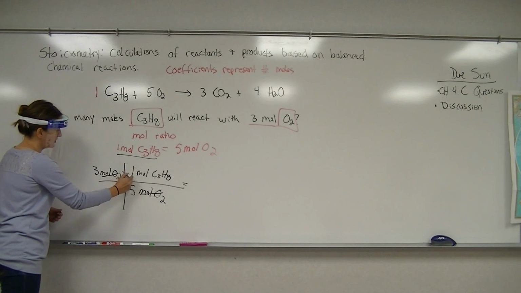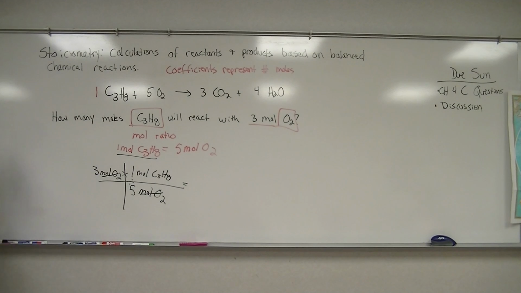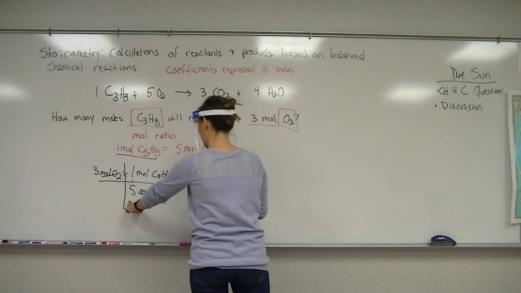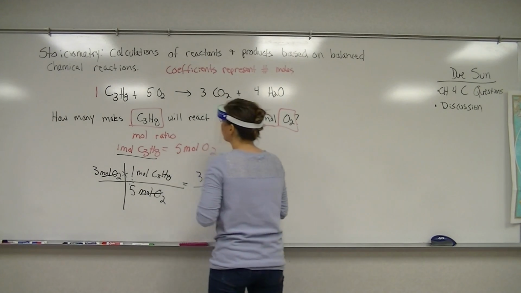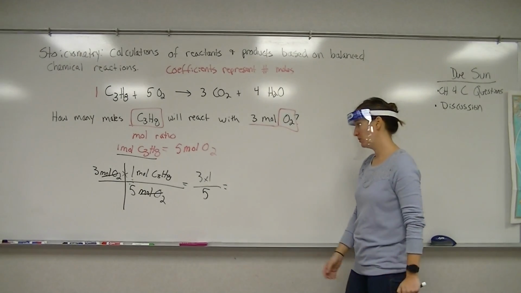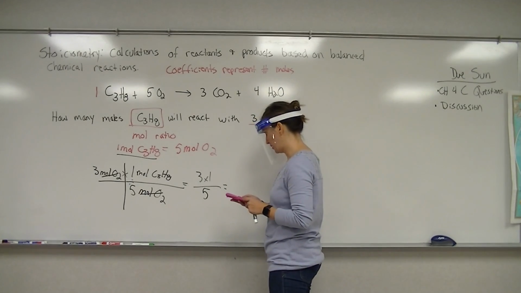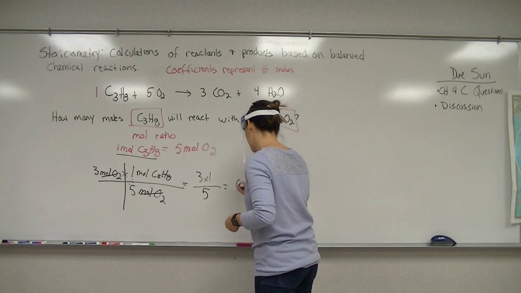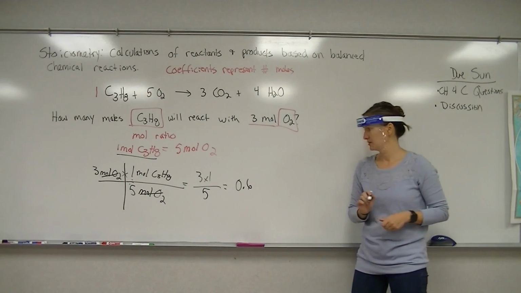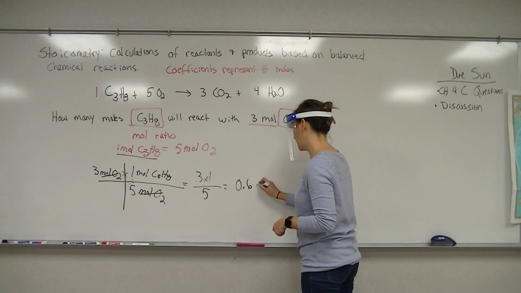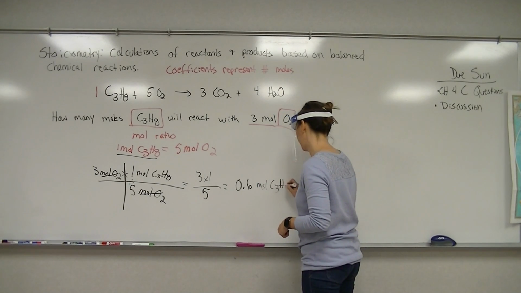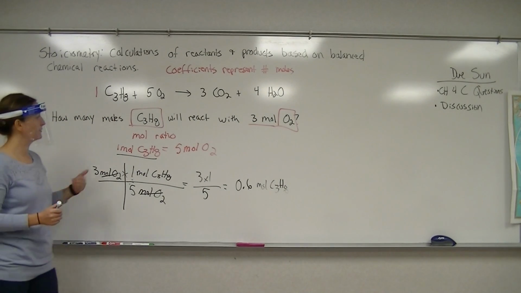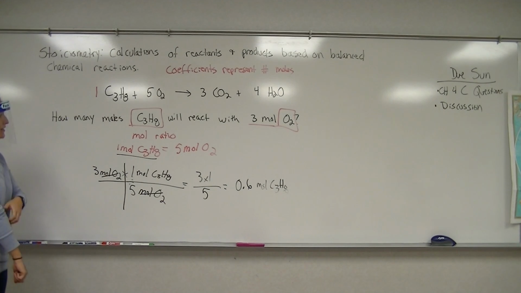Remember, these vertical lines are just multiplication, and then you're going to divide by whatever is on the bottom. So 3 times 1, divided by 5. And since they only had 1 sig fig in the question, we would have just 1 in our answer. I get 0.6 moles of C3H8. So if you had 3 moles of O2, you would need 0.6 moles of C3H8 to react with that.